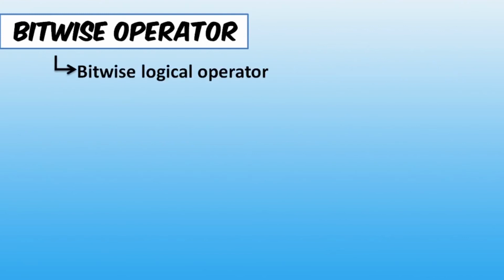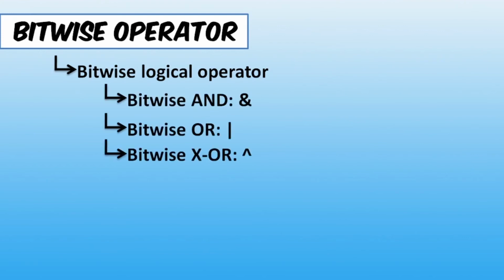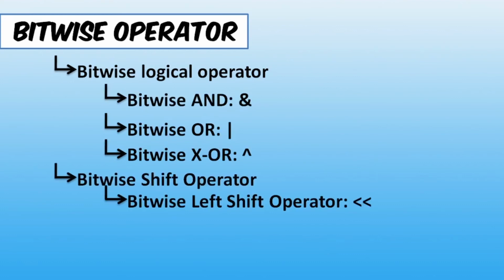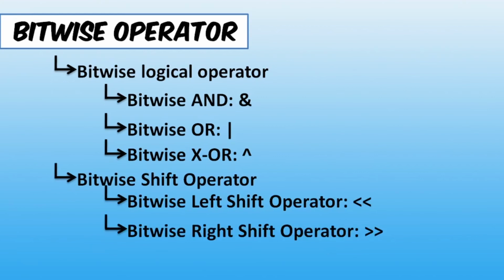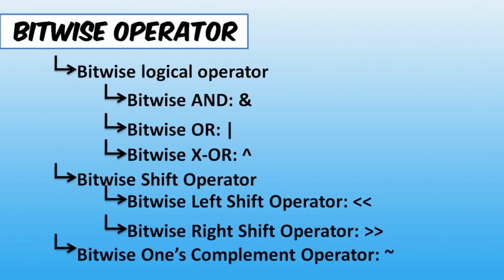Under bitwise logical operators we have three operators, that is bitwise AND, bitwise OR and bitwise XOR or exclusive OR. Similarly there are bitwise shift operators, and under this we have the bitwise left shift operator and the bitwise right shift operator. And the last one is the bitwise ones complement operator. So let's talk about them one by one.